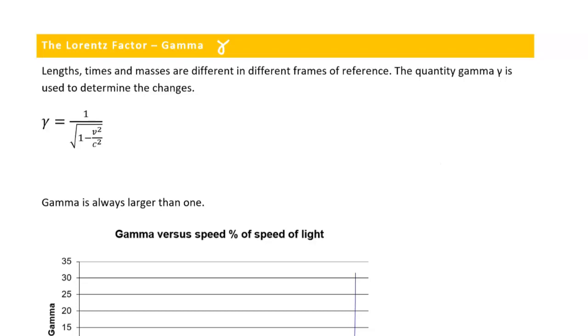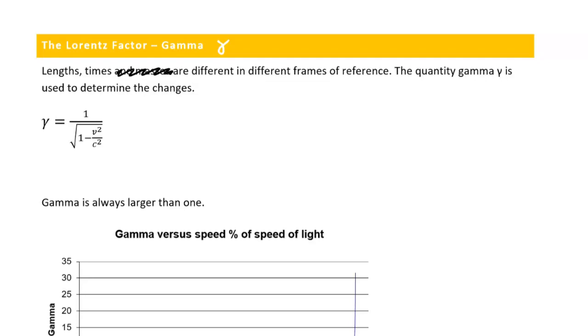So the quantity gamma is used to determine changes in lengths and times, but not actually masses. I realise that's an error that I left in from my previous notes. There's been a change in the physics understanding, so we're not going to talk about changes in masses here, so please omit that from your notes.